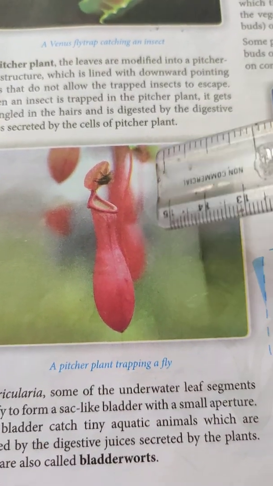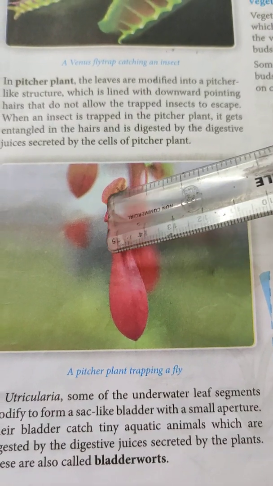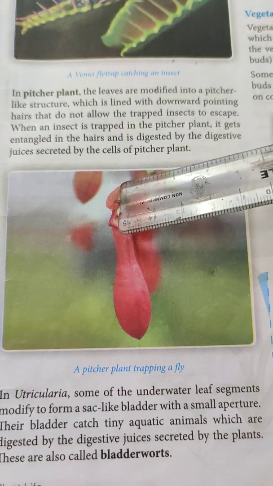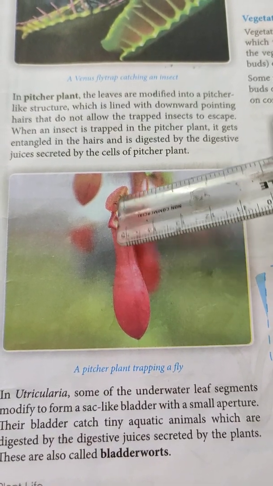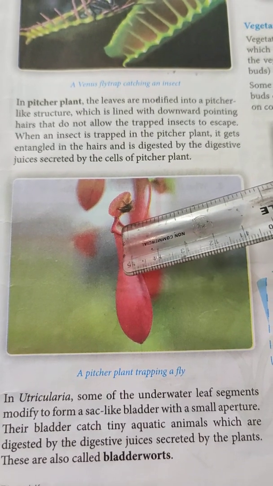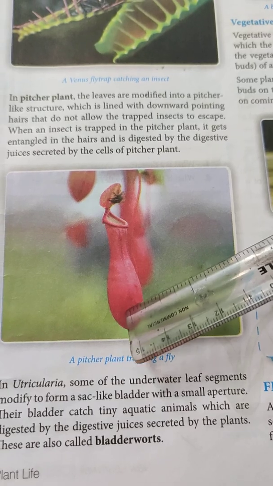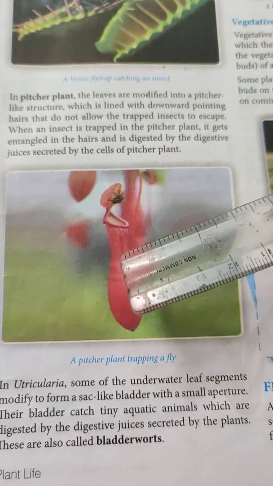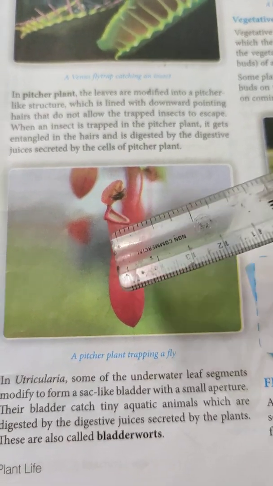See here the pitcher plant. When any insect comes and sits near the rim or near the mouth of the pitcher plant, the lid lowers and it closes. It is very sticky, so the insect sticks over here and slides into this pitcher shaped structure, which is also a modified leaf. And then the insect is digested by the digestive juices which are secreted by this plant.